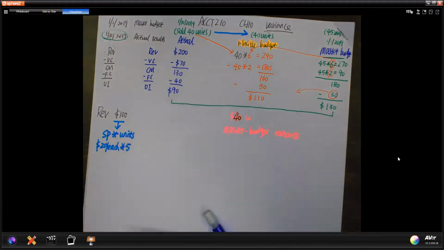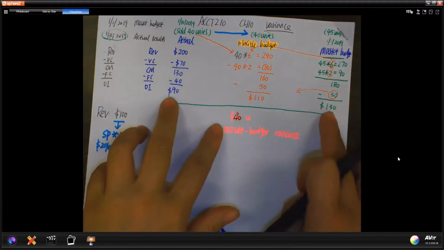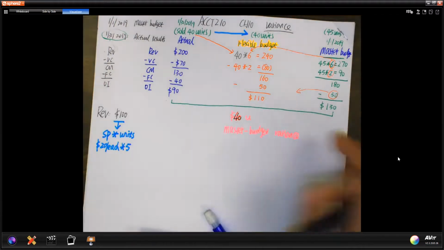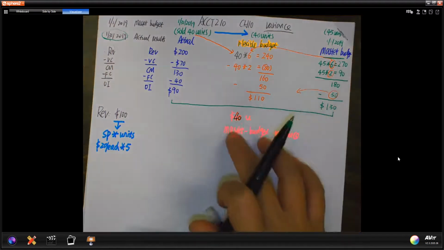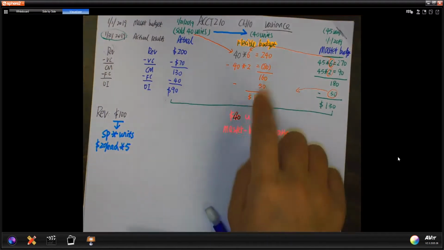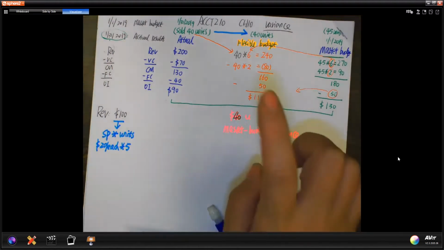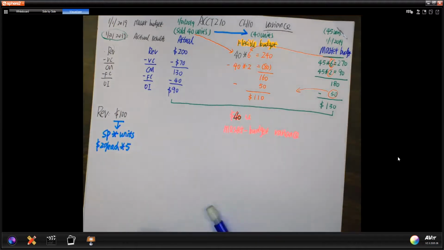Okay, so I just said that this doesn't make sense. How can it be $60 unfavorable? It's a $40 unfavorable. Here is the problem. Your flexible budget operating income is $110.